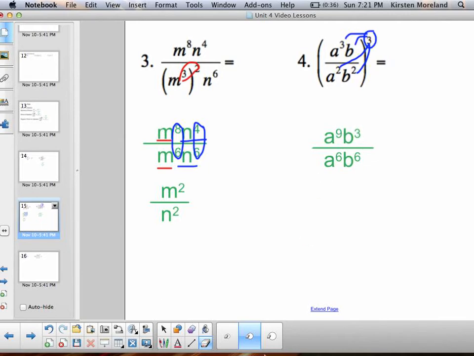Now I can start combining my exponents. So I get A to the 9th, A to the 6th, B to the 3rd, and B to the 6th. So I'm going to subtract: 9 minus 6 gives me A to the 3rd.